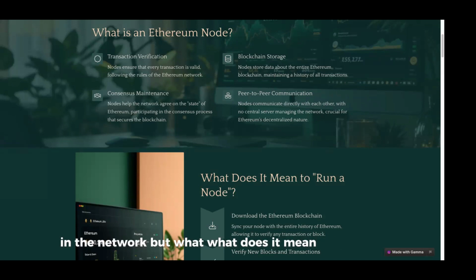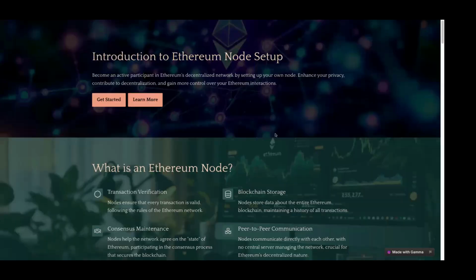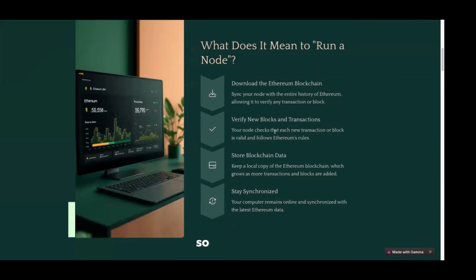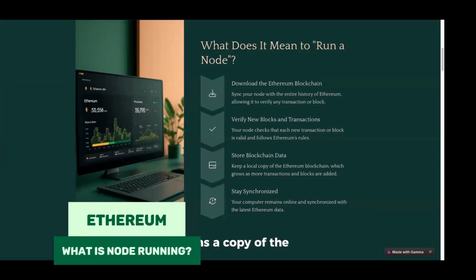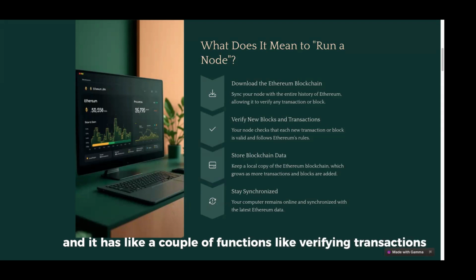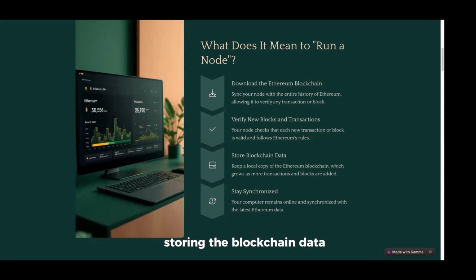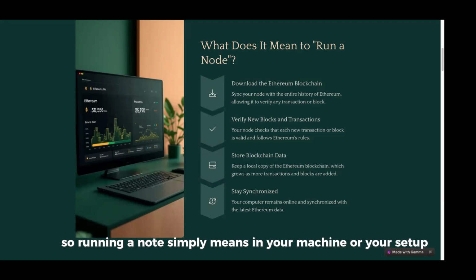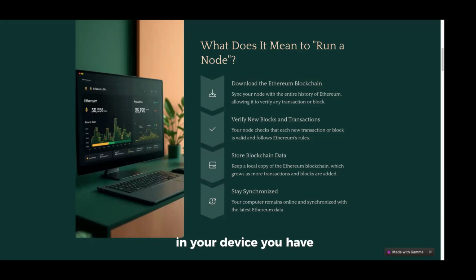But what does it mean truly to run a node? So just like I said, a node maintains a copy of the blockchain network, and it has a couple of functions like verifying transactions, storing the blockchain data, maintaining consensus. So running a node simply means in your machine or in your setup, in your device, you have the copies of the blockchain synced in your own node.